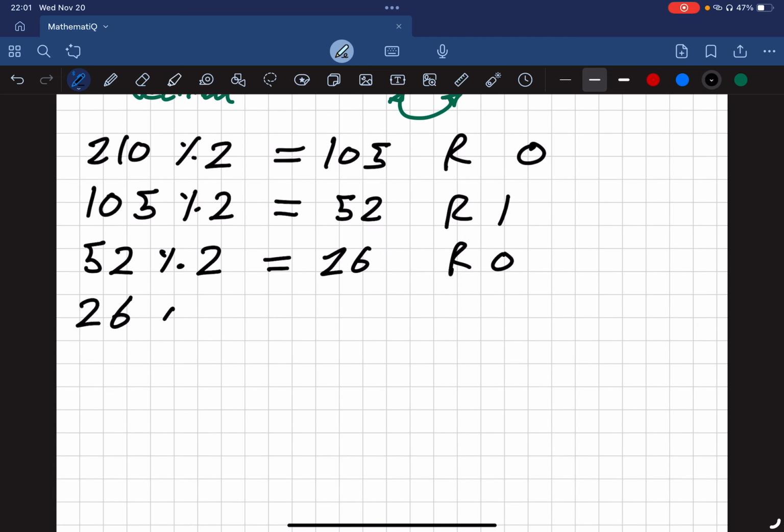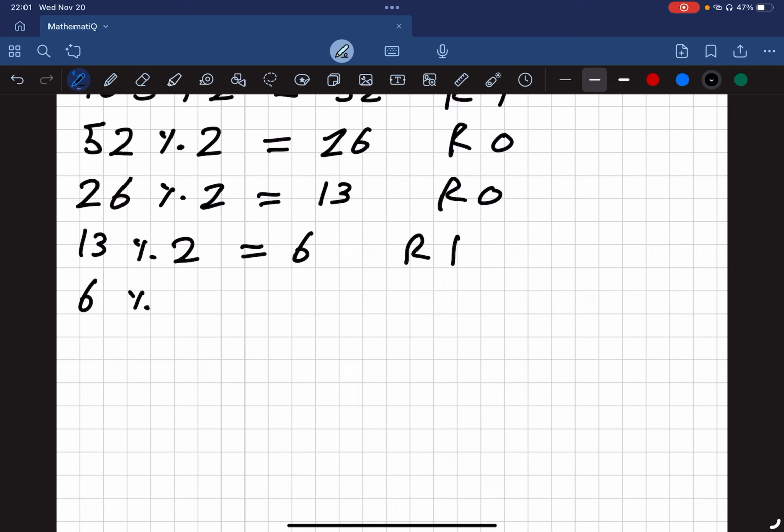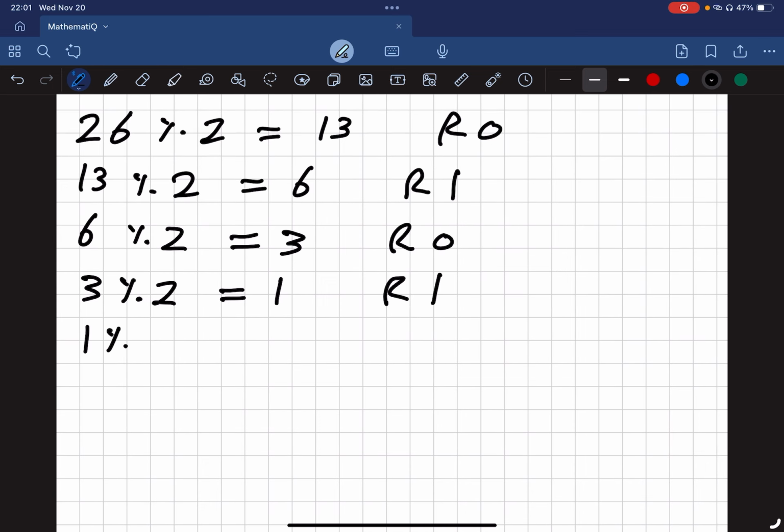Then 26 divided by 2 is going to be 13 with a remainder of 0. And then 13 divided by 2 is going to be 6 with a remainder of 1. And then 6 divided by 2 is going to be 3 with a remainder of 0. And then 3 divided by 2 is going to be 1 with a remainder of 1. And then 1 divided by 2 is going to be 0 with a remainder of 1. And then we're done, once again, because we've reached 0.